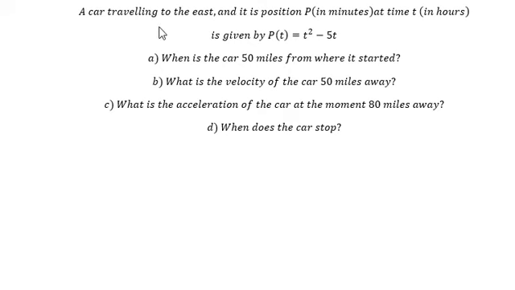A car traveling to the east has a position p in miles at time t in hours, given by p(t) equals t squared minus 5t. The questions are: A, what is the time at the position 50 miles? B, what is the velocity at 50 miles? C, what is the acceleration when the car is 80 miles? And the last one, D, when does the car stop? So I will show the technique of how to answer from A to D.